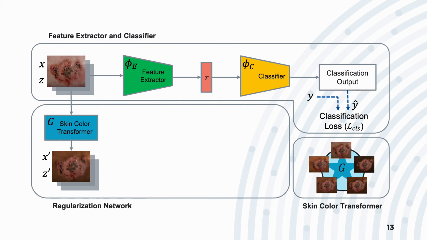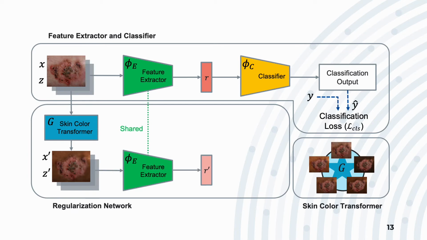The skin color transformer transforms input image X with skin type Z into X prime with the new skin type Z prime. Then the generated image X prime is fed into the same feature extractor to get the representation R prime, and then the regularization loss enforces R and R prime to be similar, and therefore enforces the color invariant condition in our approach.